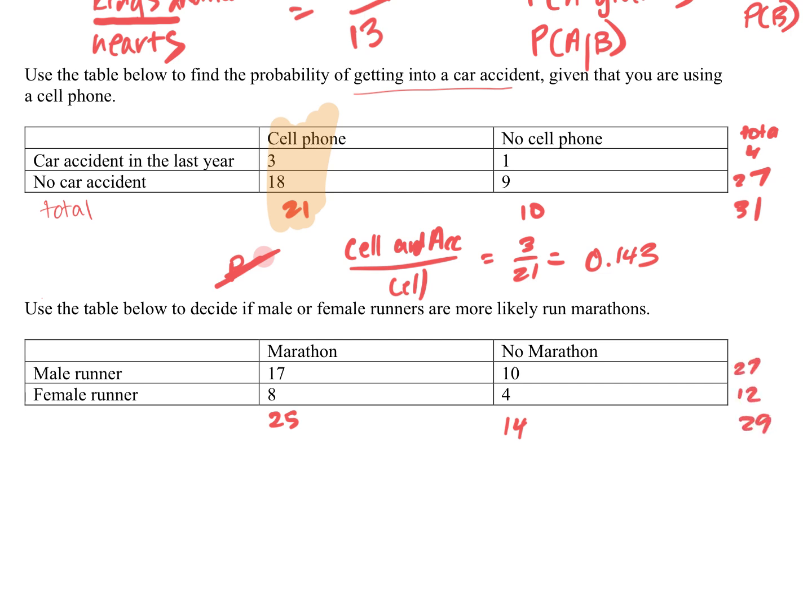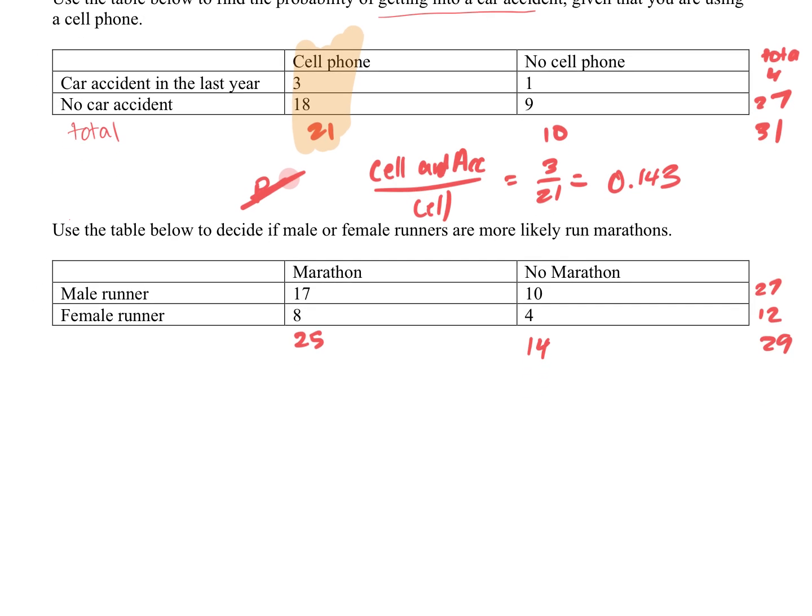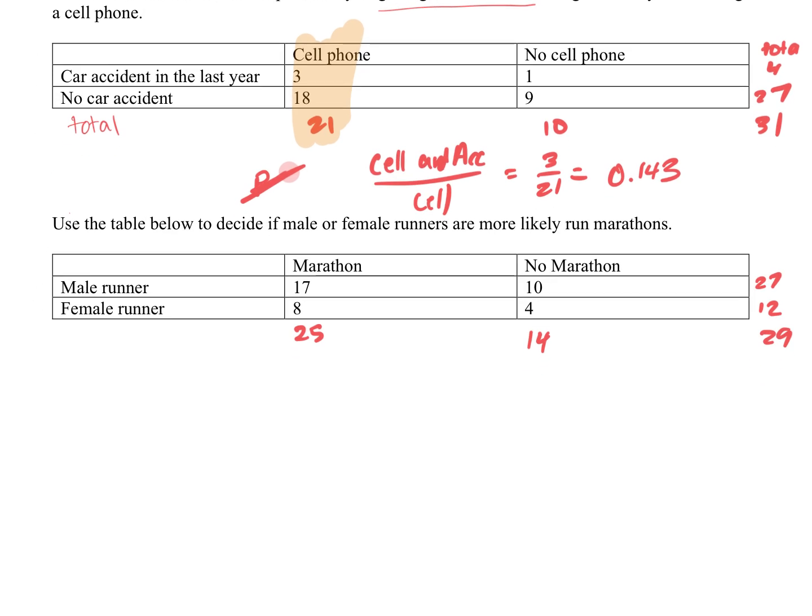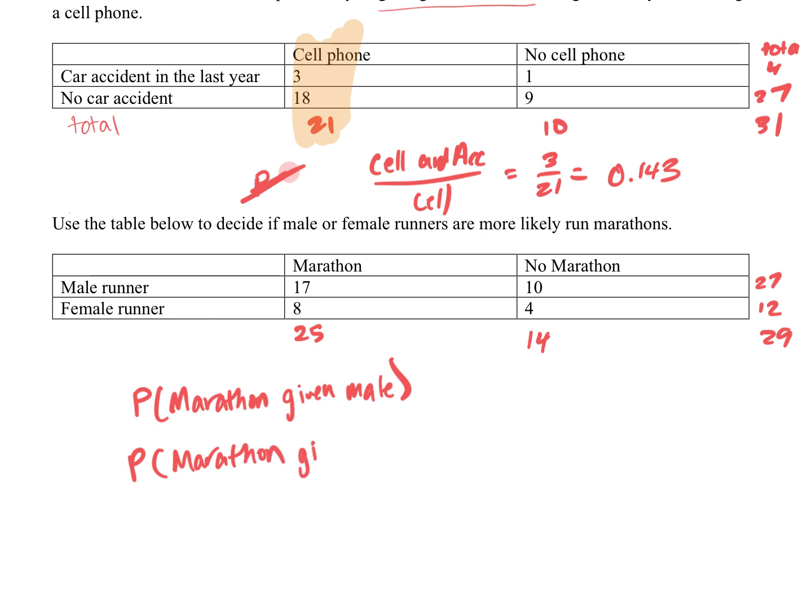I'm just throwing in my totals. All right, this next one. Use the table below to decide if male or female runners are more likely to run marathons. Okay, so what I want to find is, what is the probability of running a marathon given male? And the probability of running a marathon given female.